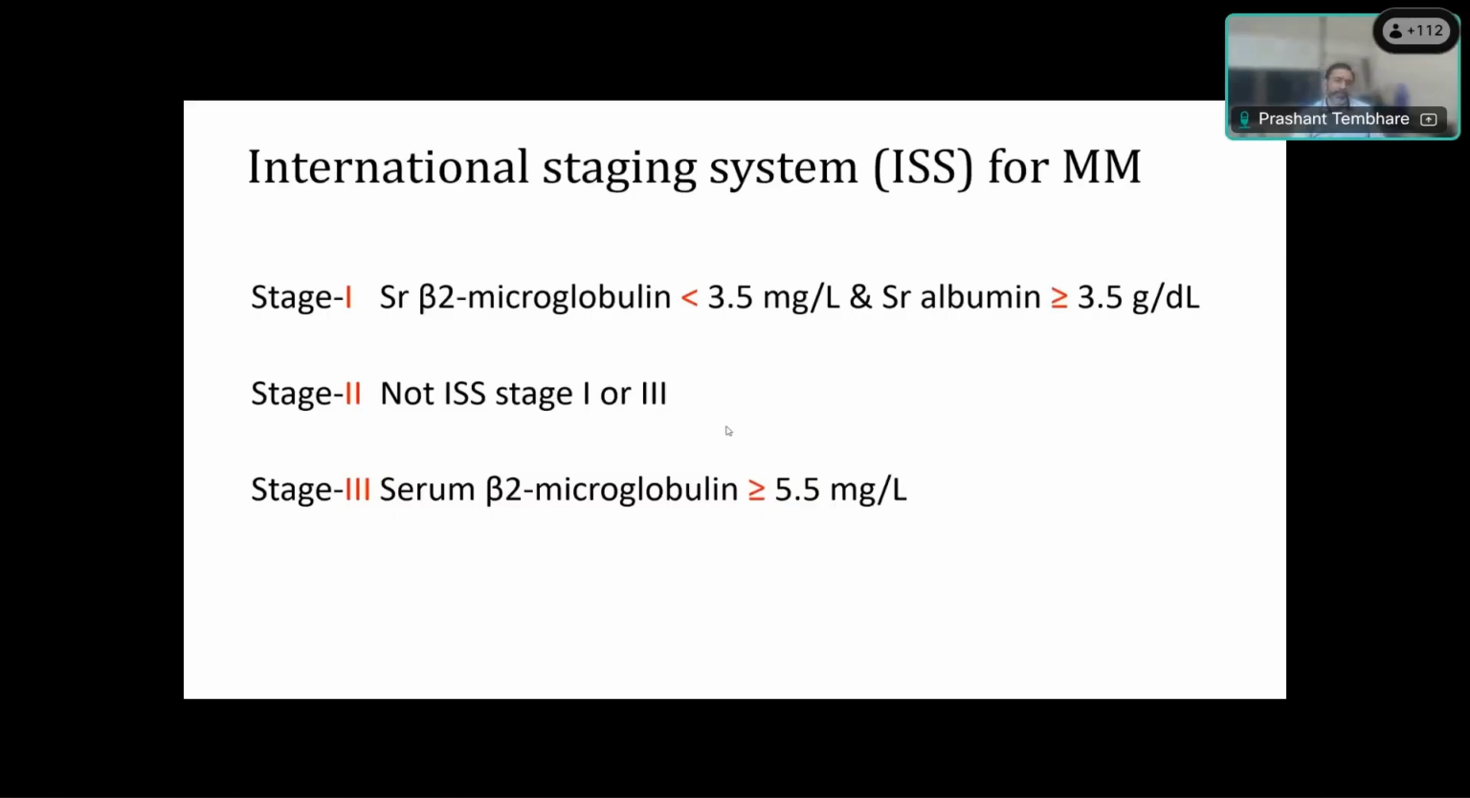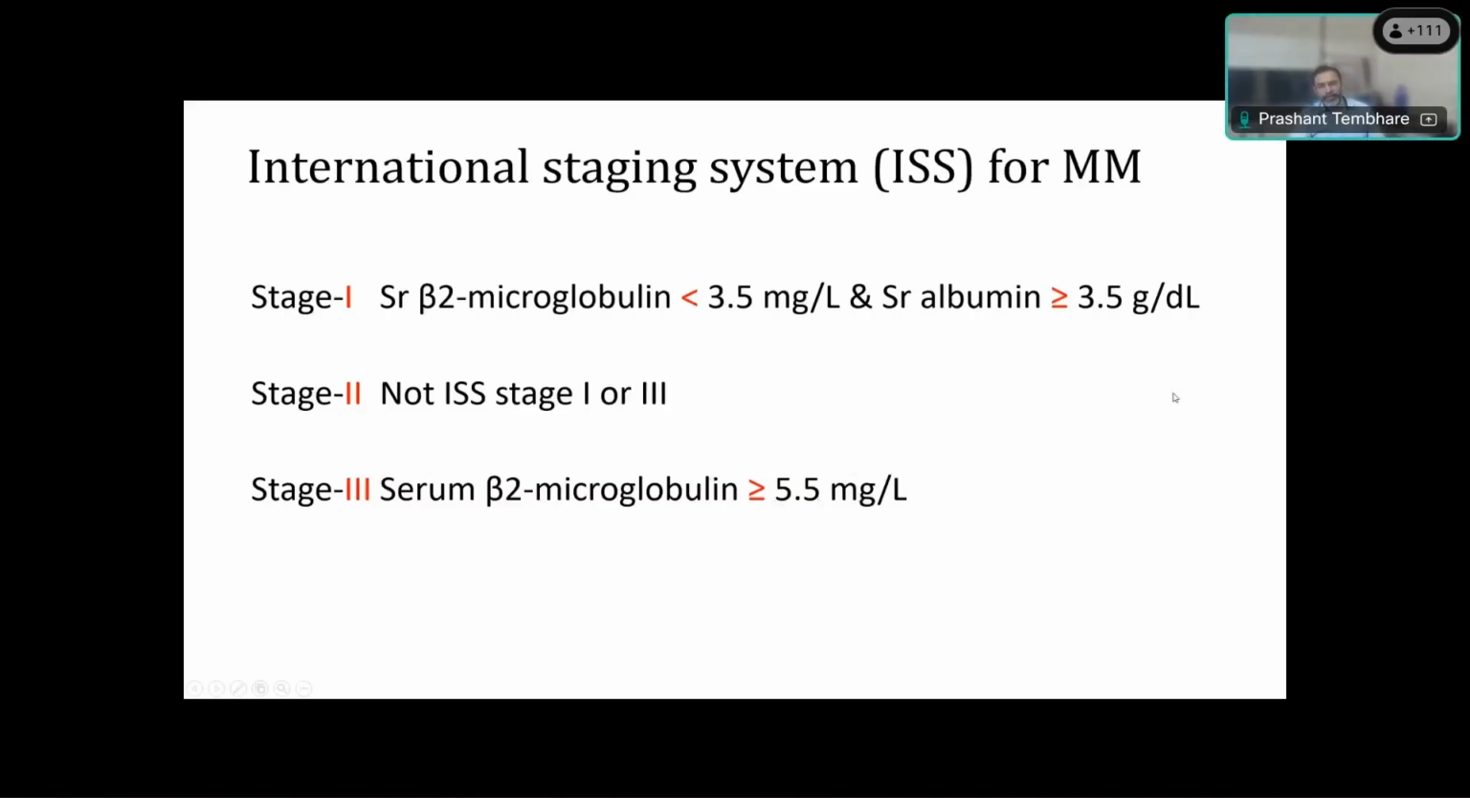But the staging system includes, stage 1 is when you have beta 2 microglobulin levels less than 3.5 milligram per liter, and serum albumin level more than 3.5 gram per deciliter. So if the albumin level is high and beta 2 microglobulin is low, then it is stage 1. And stage 3 is when beta 2 microglobulin is high.